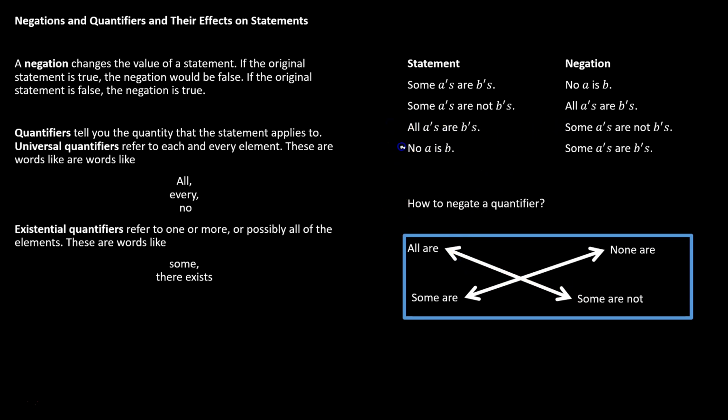We have one left. No A is a B. So we look at our table. We don't have anything that just says no, but none is pretty much the same thing as no A. So none of the A's are B's. So no A is a B. We follow that down the diagonal for the negation, and it says some A's are B's.